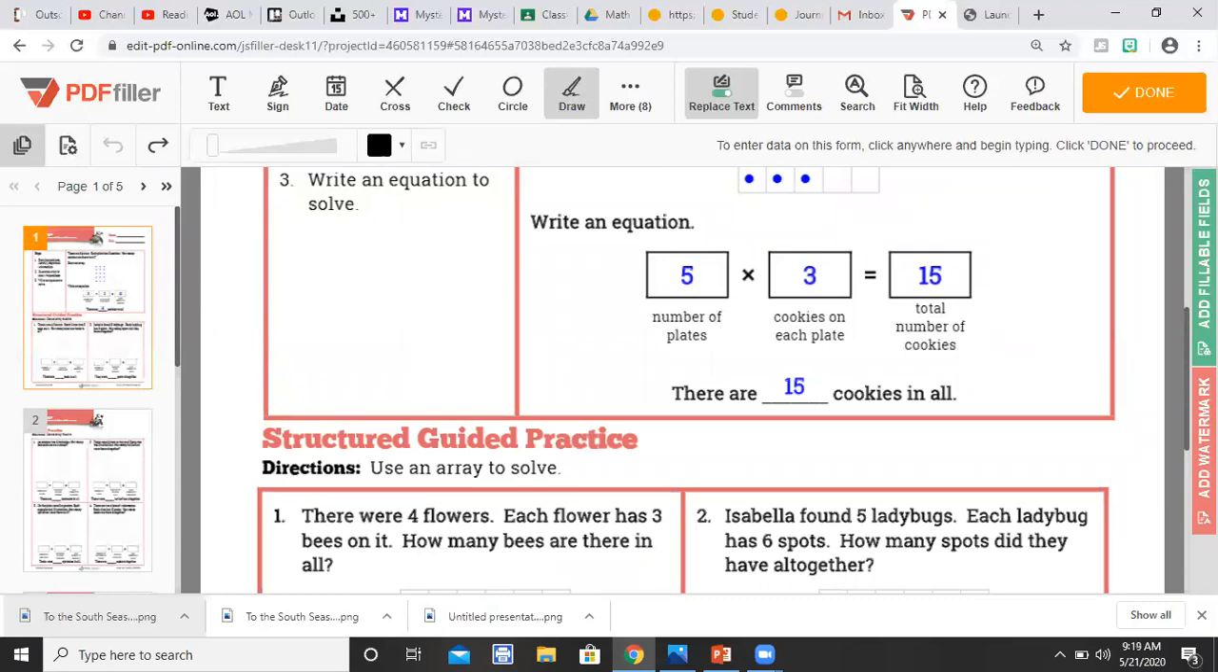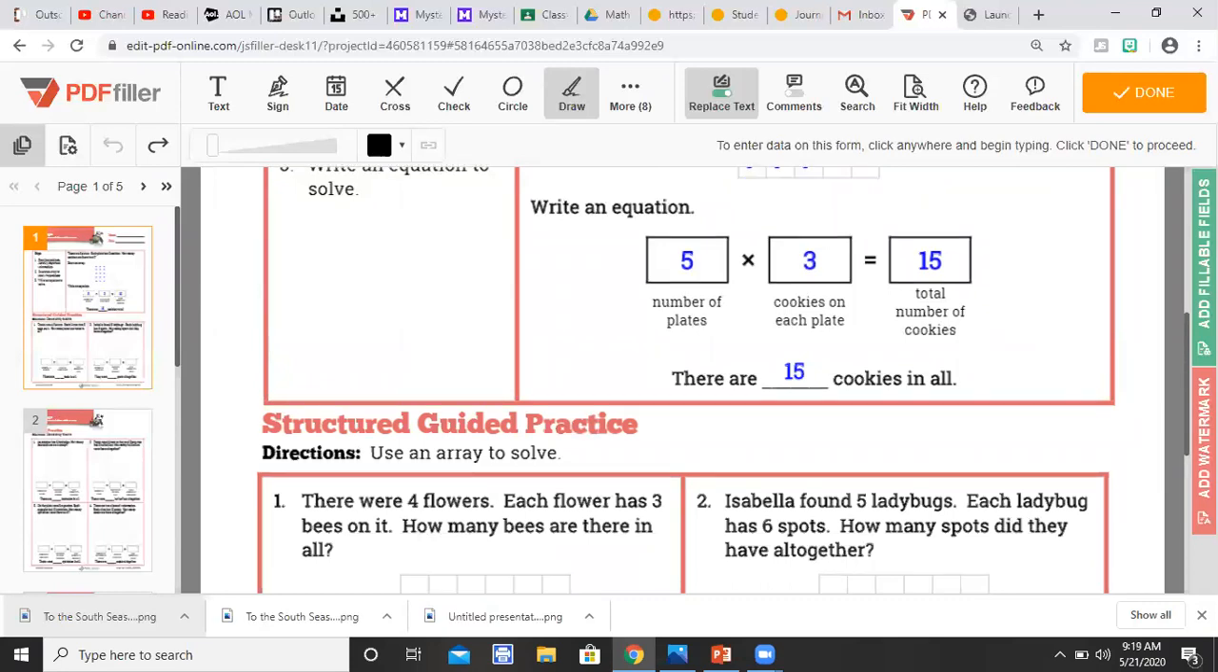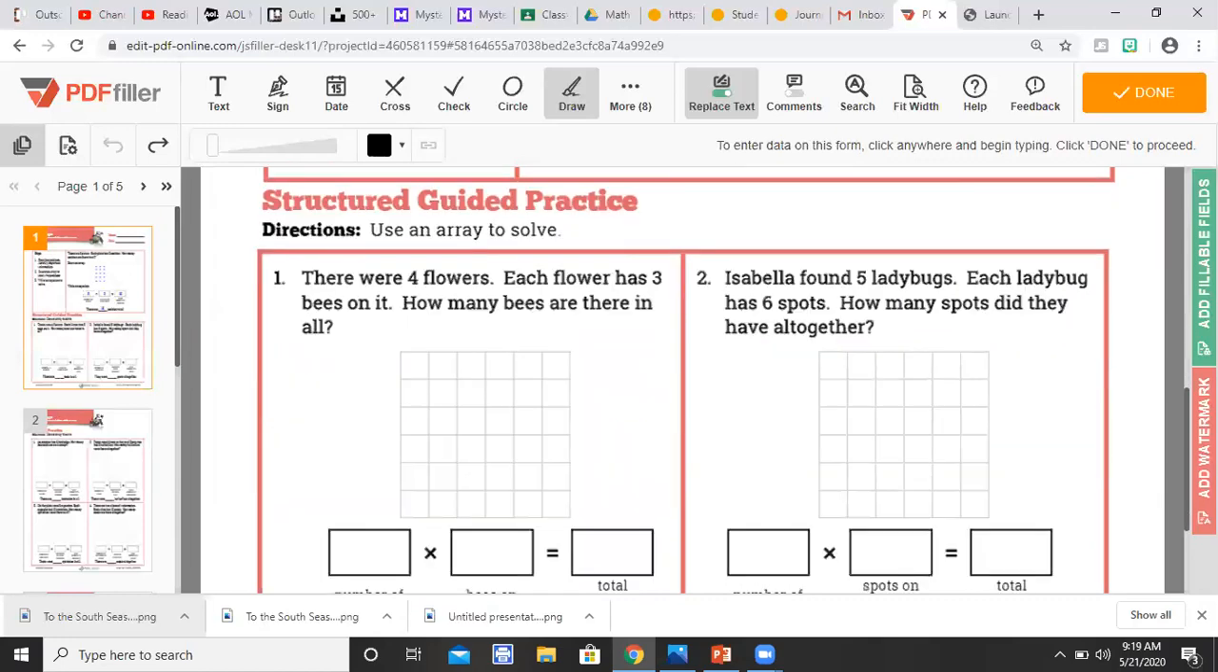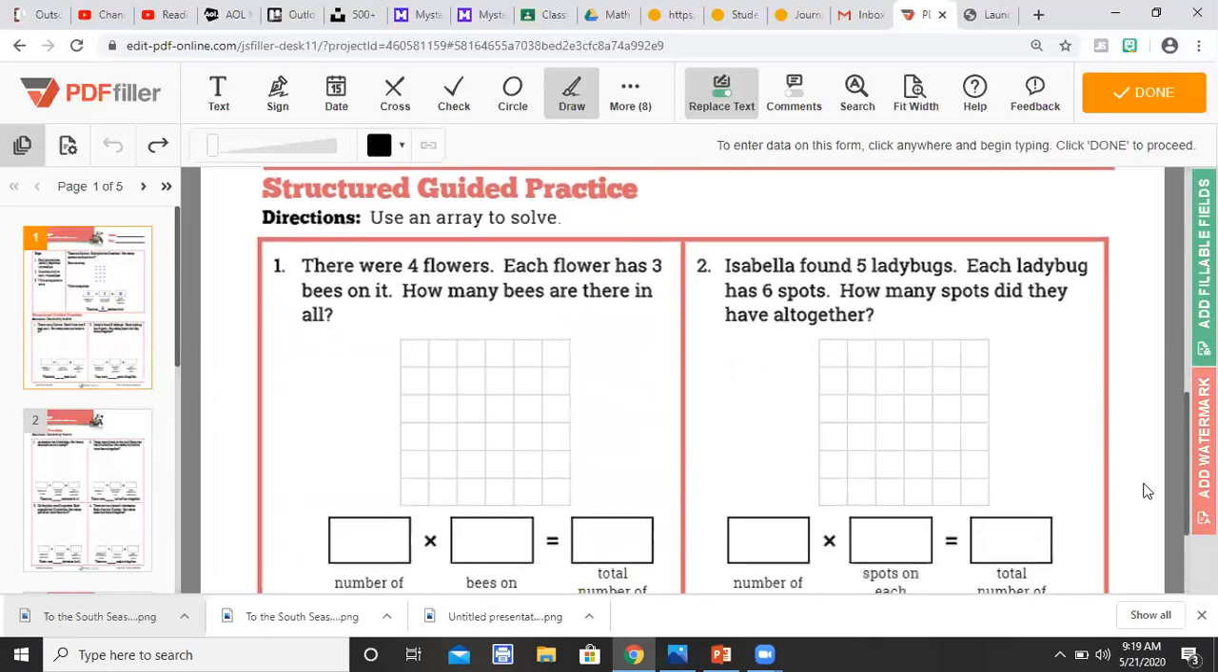So let's try the structured guided practice together. The directions say use an array to solve. Let's read the problem. There were 4 flowers. Each flower has 3 bees on it. How many bees are there in all? So the important information that we see here is that there are 4 flowers and each flower has 3 bees.